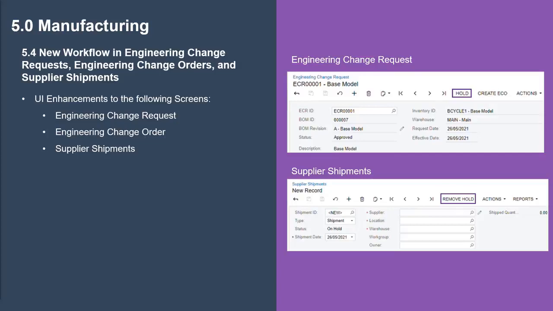On all three screens, the Hold checkbox has been removed and replaced with the Hold button and action that can be selected on the toolbar. In addition, on the Supplier Shipment screen, a Remove Hold button has been added to the toolbar. The document statuses and their corresponding actions are noted in the 2021.1.1 release notes.